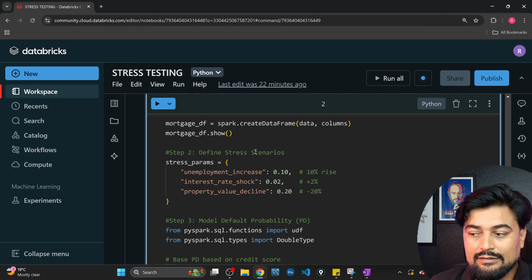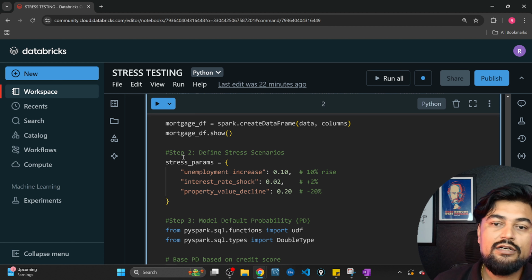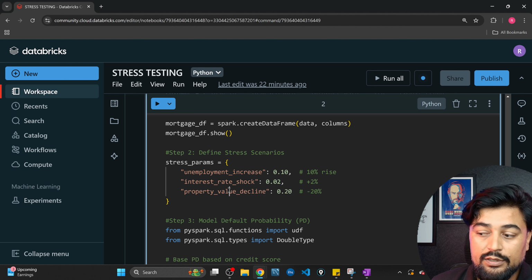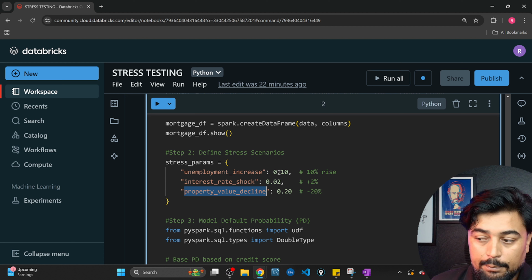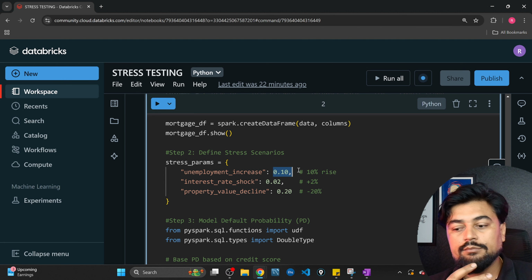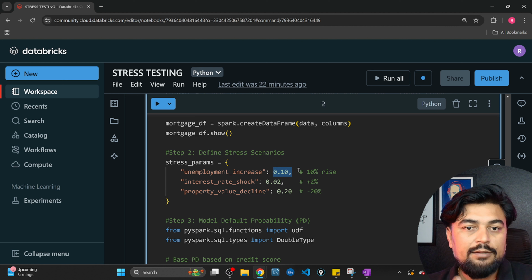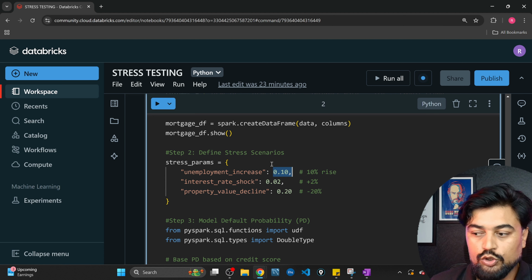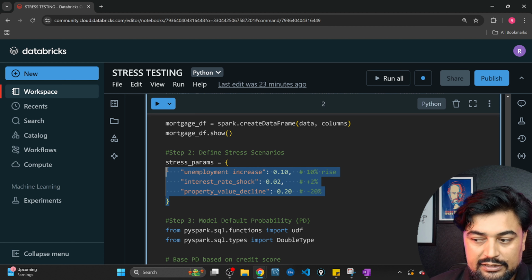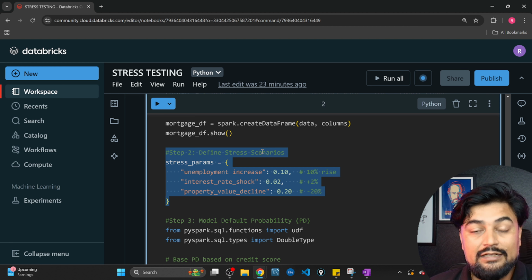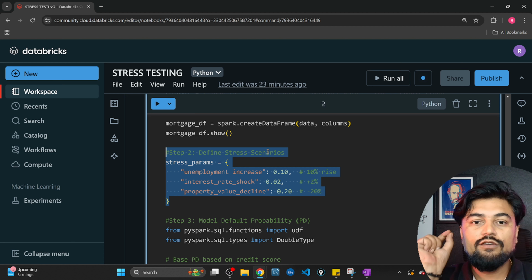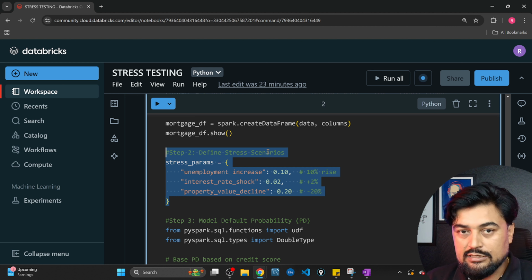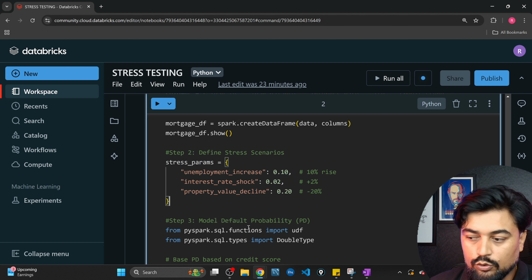Now define the stress scenario. Let's say you have been given a scenario, like unemployment rate or interest rate and property value decline. So you have a multiplier for this. Basically your business team in your company will give you a multiplier or a coefficient which you need to multiply with the value. So you define these parameters externally. That's why it's part of step 2. Define stress scenario means you need to give the multiplier or coefficient which will be used in the calculation at the end. You'll get to know once I proceed.